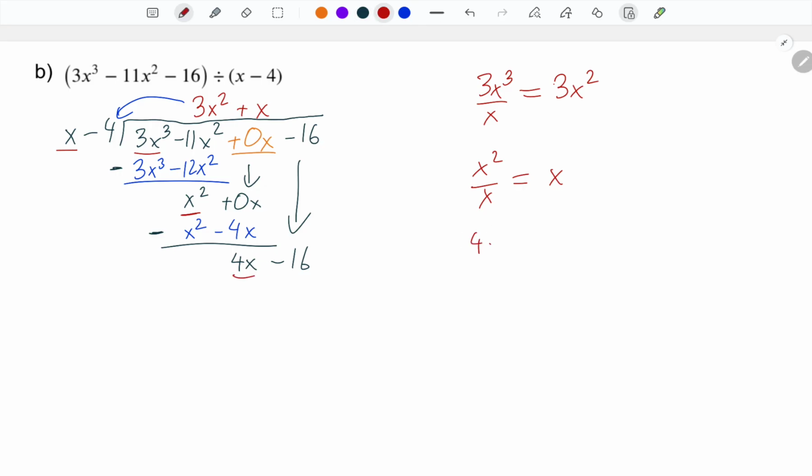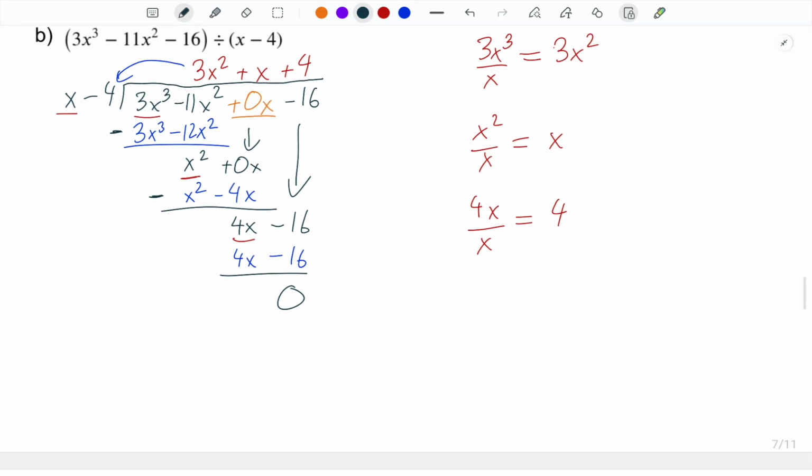So 4x divided by x is just 4. So we'll add plus 4 and just multiply that back through. So 4x times 4, 4 times 4 is 16. And that gives you 0. We've got 0. We're done the division process.